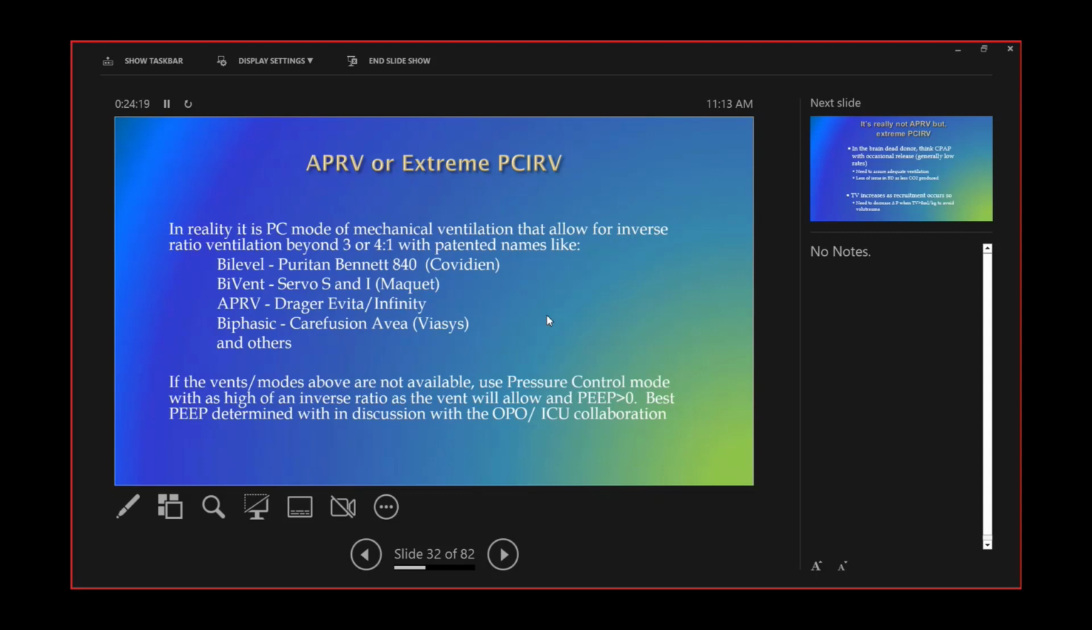But in order to be able to get an inverse ratio beyond about 3 or 4 to 1, you have to use a different setting than pressure control on any ventilator. Otherwise, you can't do it. It locks you out. So you have to either use the APRV mode, the bilevel mode, the bivent mode, the biphasic mode, depending on what company's ventilators you're using. And if you can't do that, then you try to use pressure control and try to get your I:E out as far as you can, but you can't drop your P low or your peak to 0 because your expiratory time is too long and you're in derecruitment.